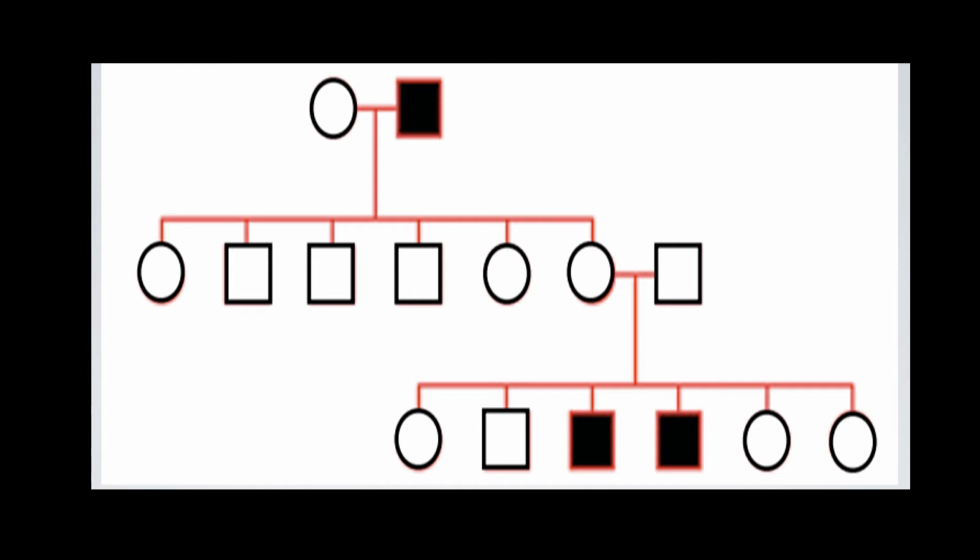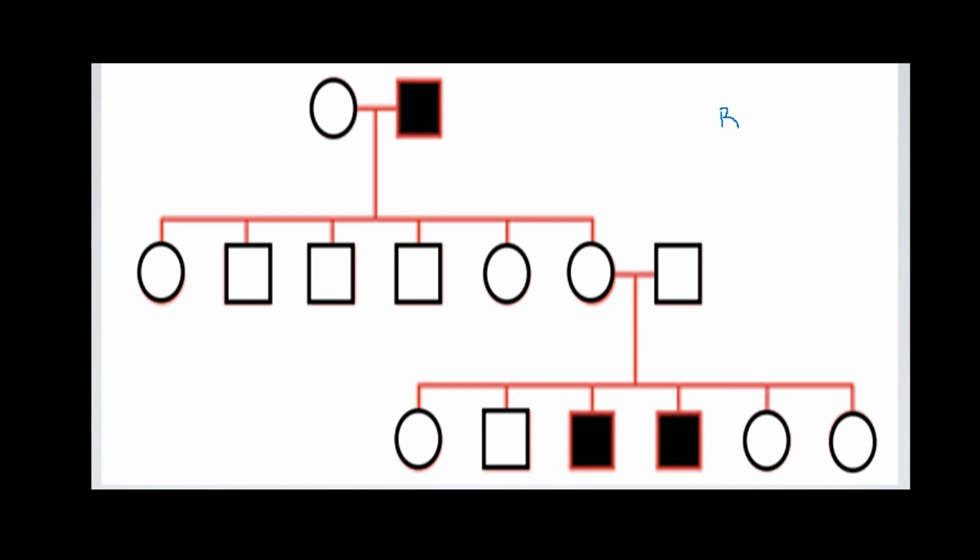If that is Y-linked, there should be no skipping of generations. All the generations should be affected. So it is not a Y-linked disease. Then we have to check whether this is a recessive disease, that is confirmed. There is skipping of generation. So it is a recessive disease.